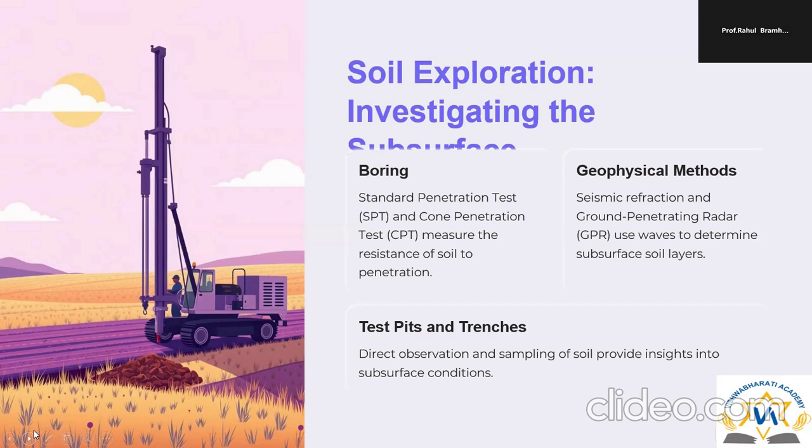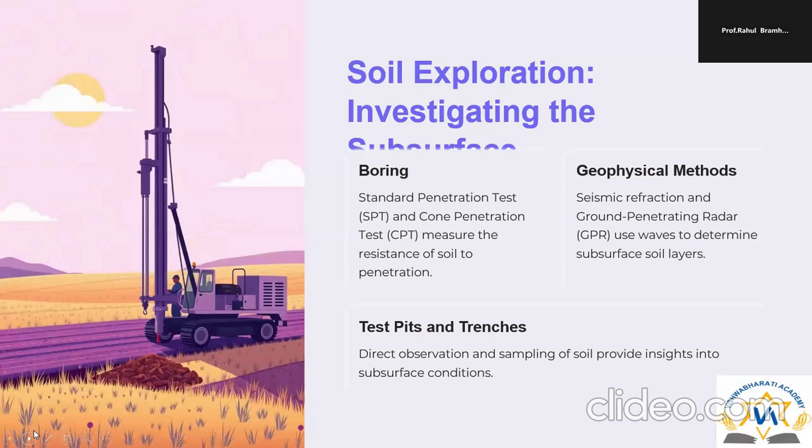So for finding out the soil behavior and studying soil, there are three techniques of soil exploration for the investigation of soil. The first one is boring. In the boring method, the standard penetration test and the cone penetration test are used to measure the resistance of soil to penetration. These two techniques are used in the boring method.